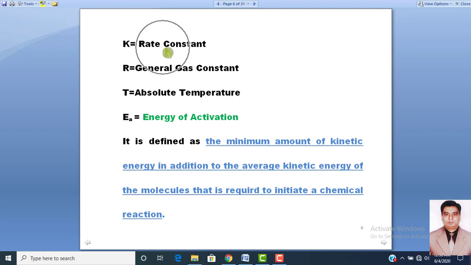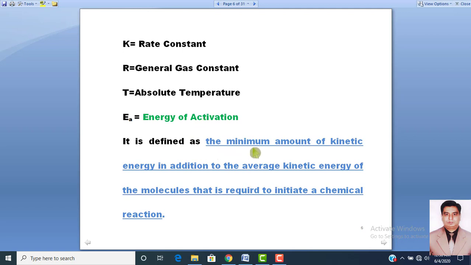that k is the rate constant. R is the general or universal gas constant. T is the absolute temperature, and Ea is the activation energy. What is activation energy? It is a very simple definition: the minimum amount of kinetic energy, in addition to the average kinetic energy of the molecules, that is required to initiate a chemical reaction is defined as the energy of activation, and it is represented with Ea. So, Ea means energy of activation.